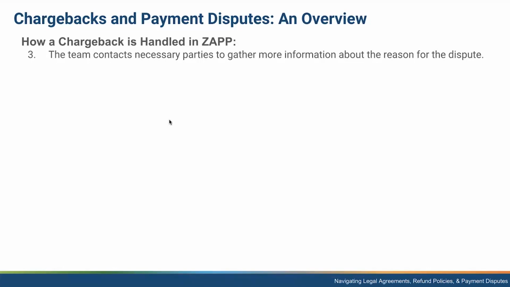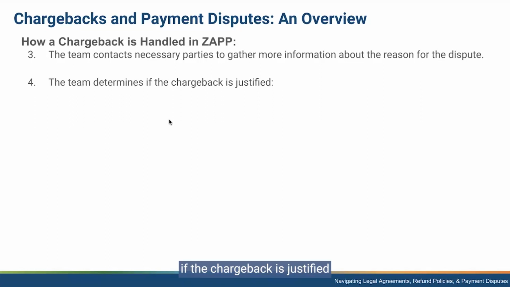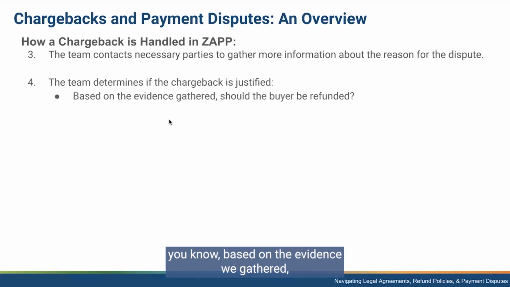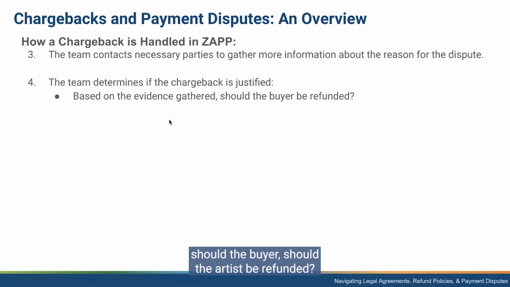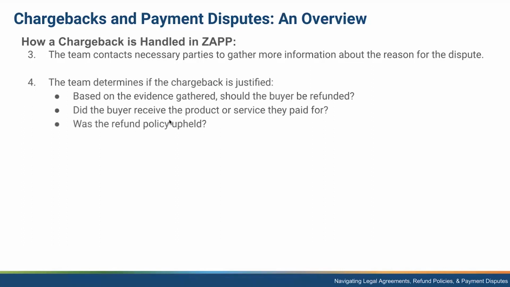So we contact everyone. And then we determine, after gathering more information, if the chargeback is justified. And we look at a few different things. We ask ourselves, based on the evidence we gathered, should the artist be refunded? Did the artist receive the product or service they paid for? Was the refund policy upheld? So that's another thing we look at.